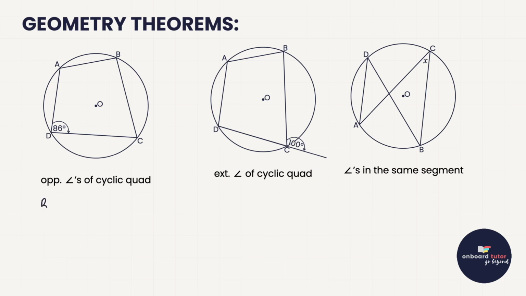So we can say here angle B plus angle D is equal to 180 degrees, opposite angles of a cyclic quad. And so that means angle B there has to be equal to 94 degrees. Okay, because 94 plus 86 will give me a total there of 180.